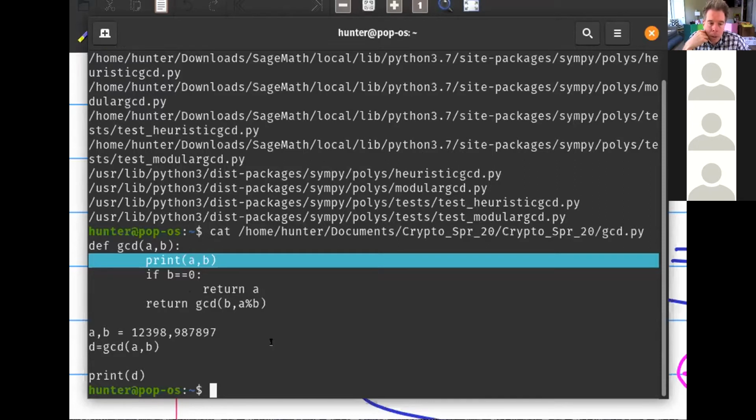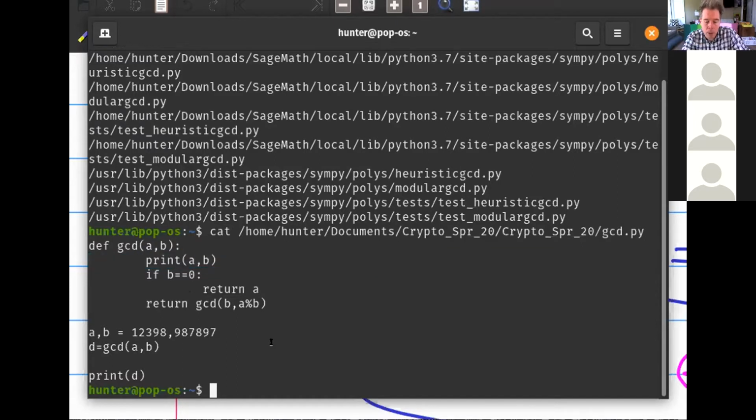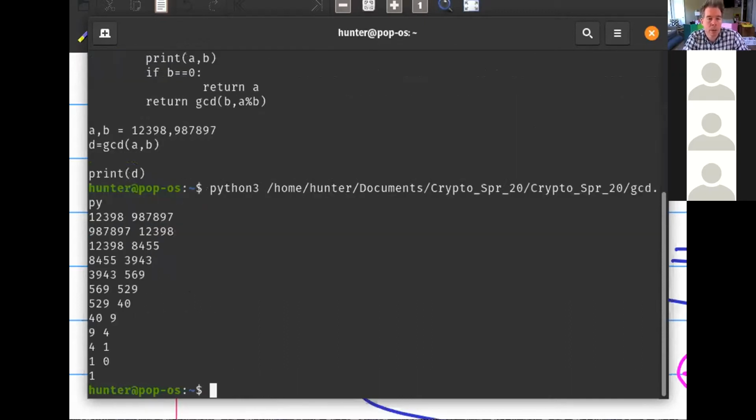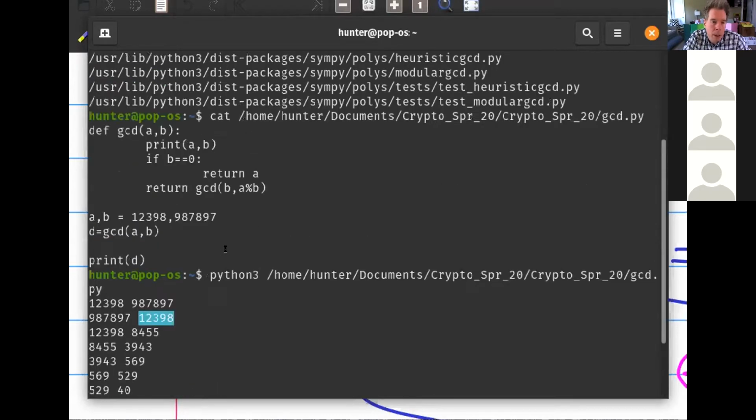So let's watch this go. We'll just do Python 3. So what happens? We start off with the two numbers, and then this one gets copied over here, and this one gets copied over there. When did that happen? I don't know. Go ask your mother.